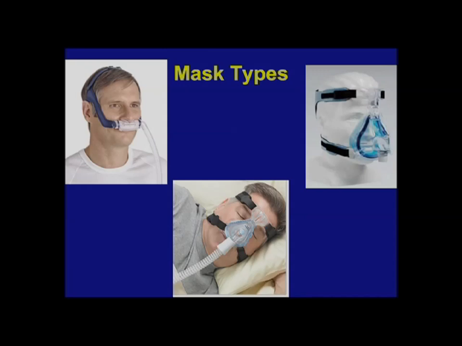left-hand corner, we have the full face mask. We have at the bottom a nasal mask. And then the top right-hand corner, we have the nasal pillow mask. The nasal pillow has two prongs which enter the nose. The bottom mask, the nasal mask, covers just the nose. And the top left is a full face mask which covers both the nose and mouth.